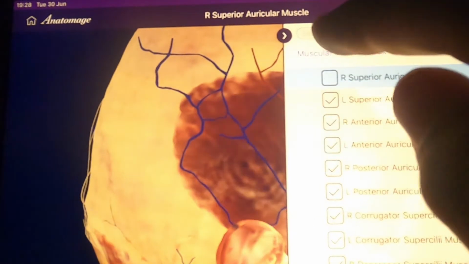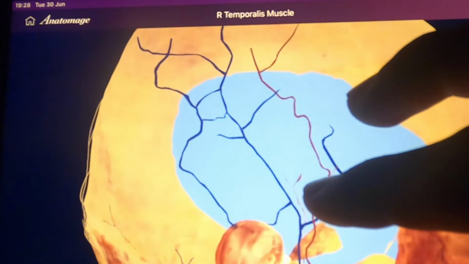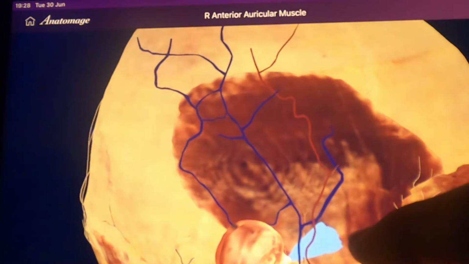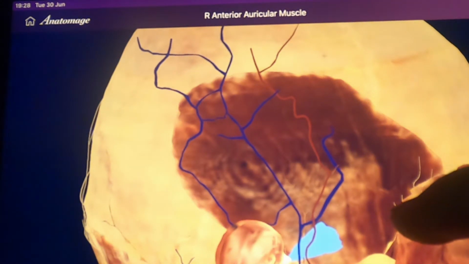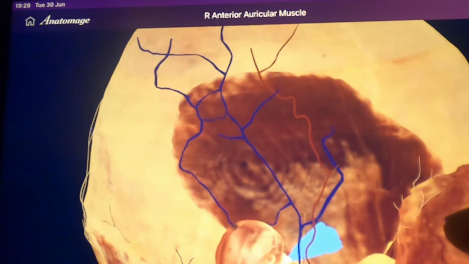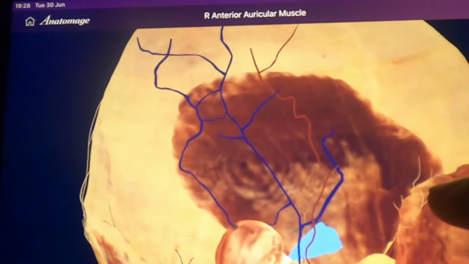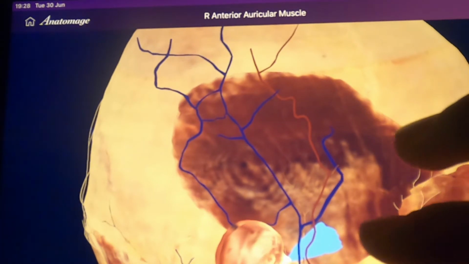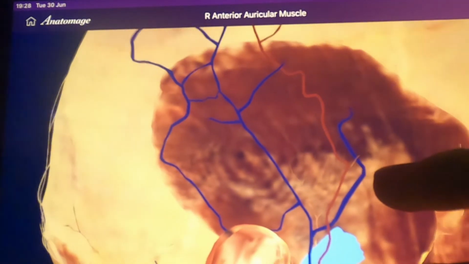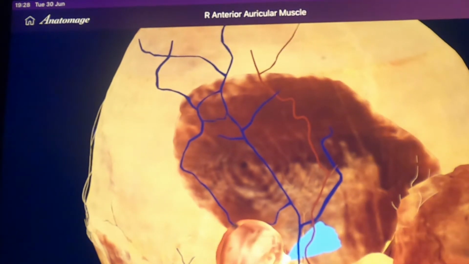Now I will remove it so you can see. Here we have the auricularis anterior or anterior auricular muscle. It's also one of the superficial muscles of facial expression and for the ear. It originates on the anterior portion of the temporal fascia and is inserted on the projection of the front of the helix of the ear. It's innervated via its temporal branch from the facial nerve.